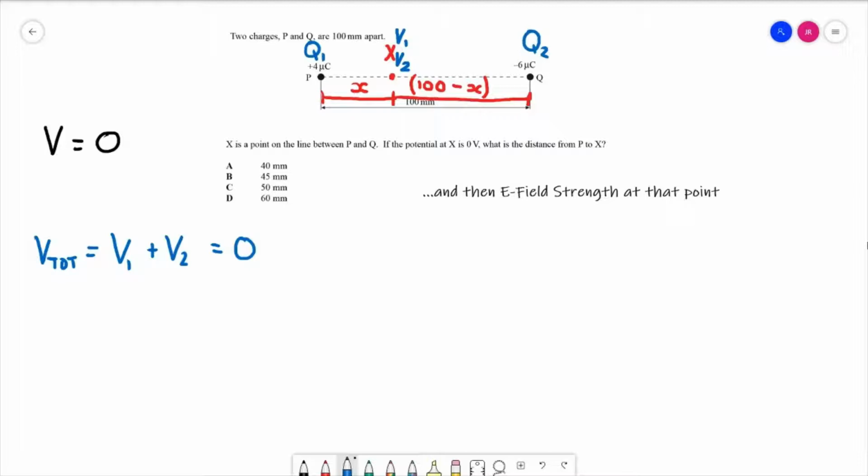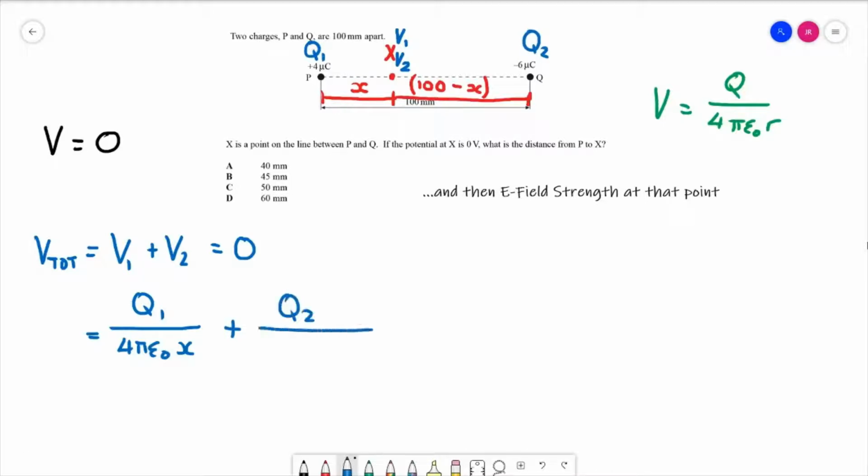We can now start to form ourselves an equation. V1, well, let's just remind ourselves of the equation for V first. V is equal to Q over 4 pi epsilon naught R. So let's start writing this into an equation. V1 will be Q1, that's the plus 4 microcoulomb charge, divided by 4 pi epsilon naught, and our distance will be x that we've drawn on the diagram. To that we will add Q2 over 4 pi epsilon naught (100 minus x).